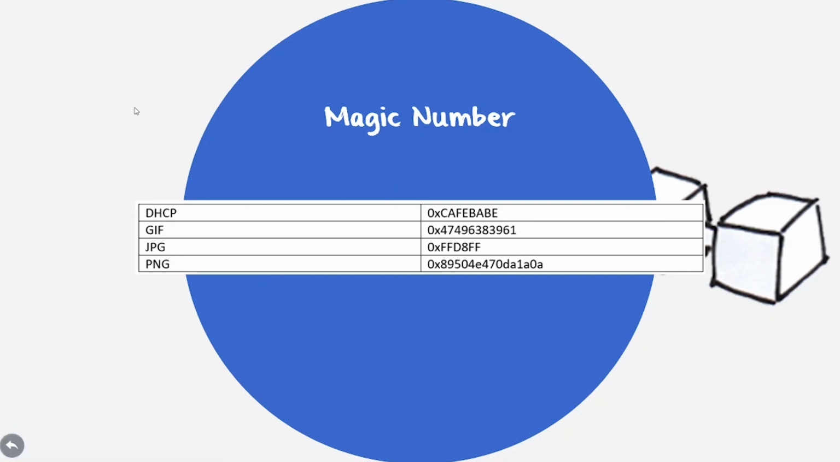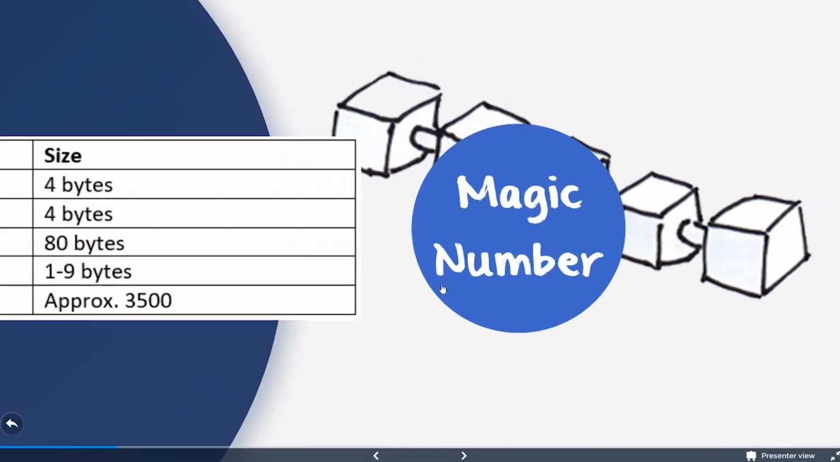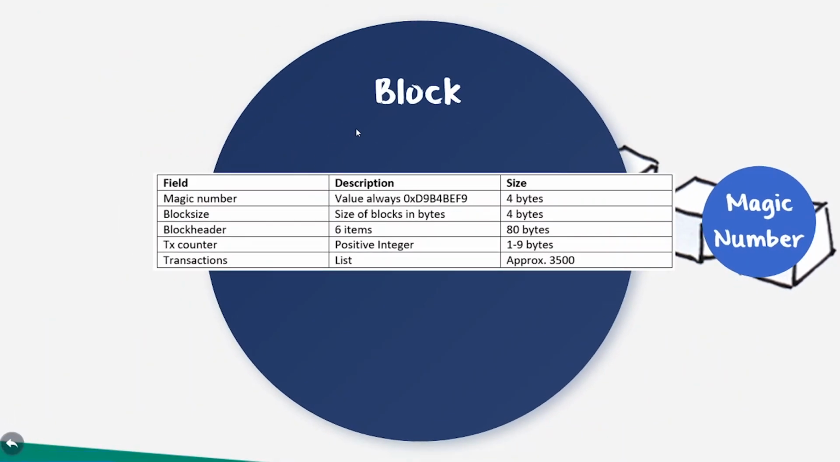So for example, for DHCP, GIF, JPEG and PNG, you have those numbers. For Bitcoin, we have our own number, and this just describes which type of data we have to deal with. And next up, we have the block size, and this just describes the size of the current block, and this is 4 bytes. Next up, we have the block header, and the block header consists of 6 items, which I'm going to cover later on, and the block header is 80 bytes.